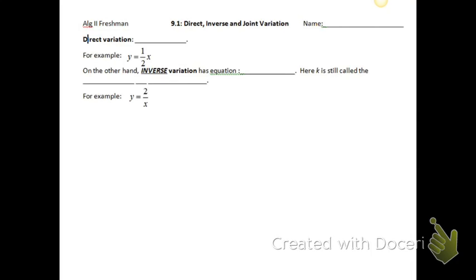In this video, we're going to introduce you to direct, inverse, and joint variation. We skipped a section early in the year that talked about direct variation, and all direct variation is a simple equation that says y equals some constant k times x. This is just a linear function, and k, that coefficient of x, is called the constant of variation.